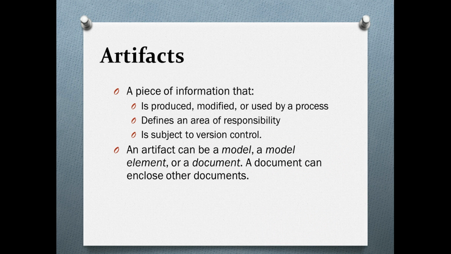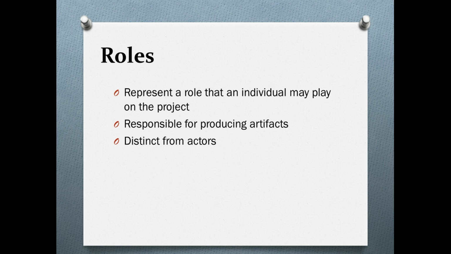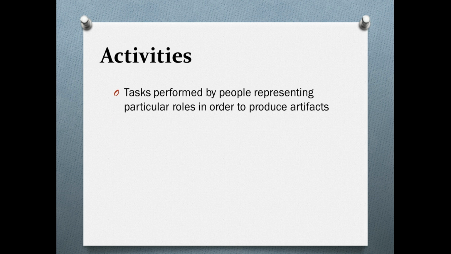So what is an artifact? It is a piece of information. I was talking about it majorly, and if you couldn't understand, now I'm telling you what an artifact is. It's a piece of information that is produced, modified, or used by a process. It defines an area of responsibility and is subject to version control. Roles represent the role that an individual may play on the project, responsible for producing the artifacts, and are distinct from the actors, basically. Activities are tasks performed by the people representing the particular roles in order to produce artifacts.